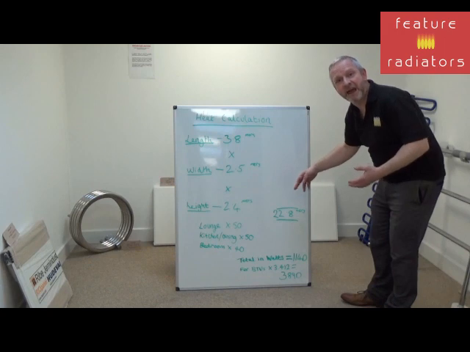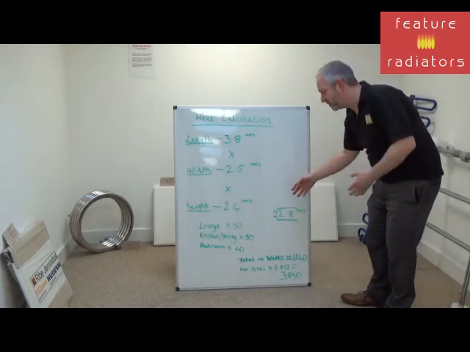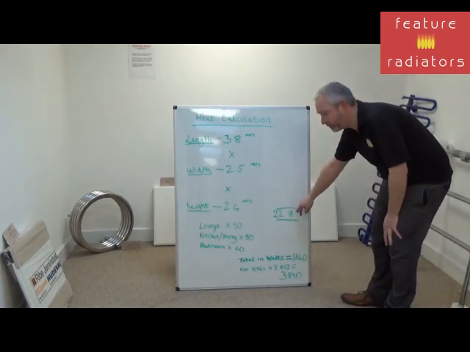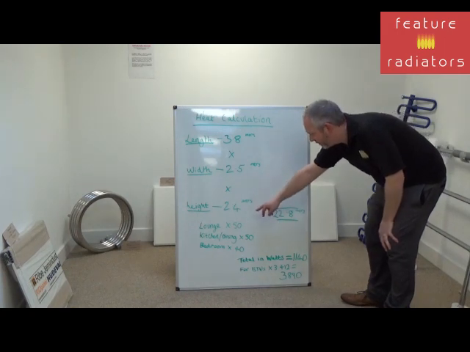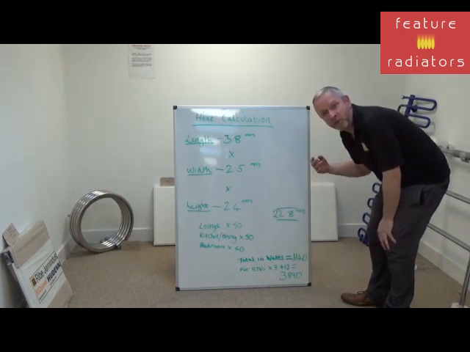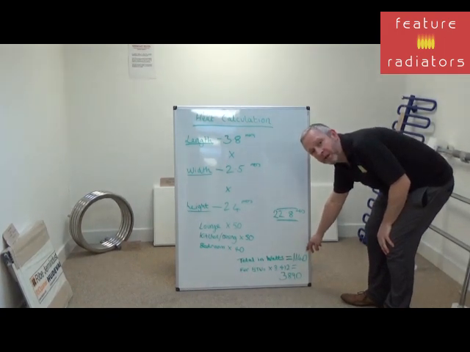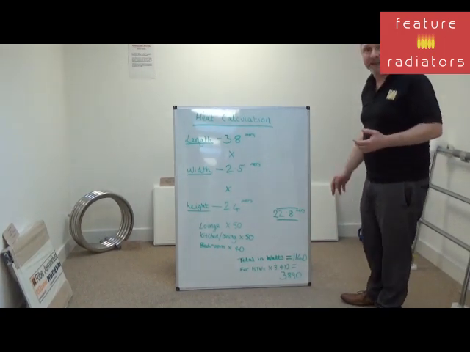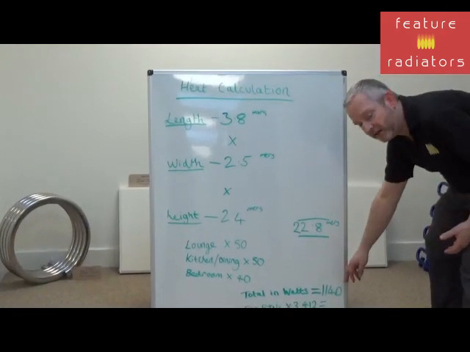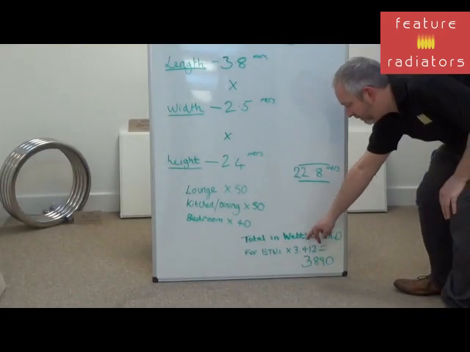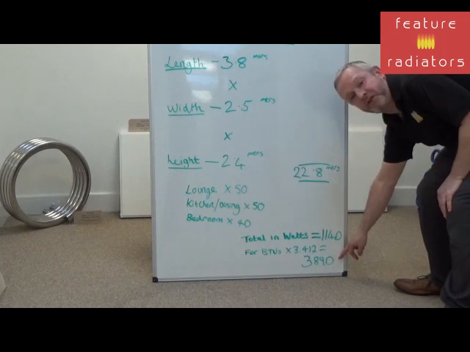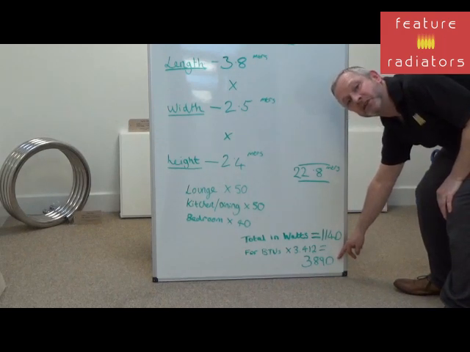Then you factor in the type of room, so we're treating this one as a lounge. So we know we need to times 22.8 by a factor of 50 to give us the amount in watts, and that is 1140 watts requirement. And all we do to get it in BTUs is multiply the watts by 3.412 to get 3,890 BTUs as your requirement.